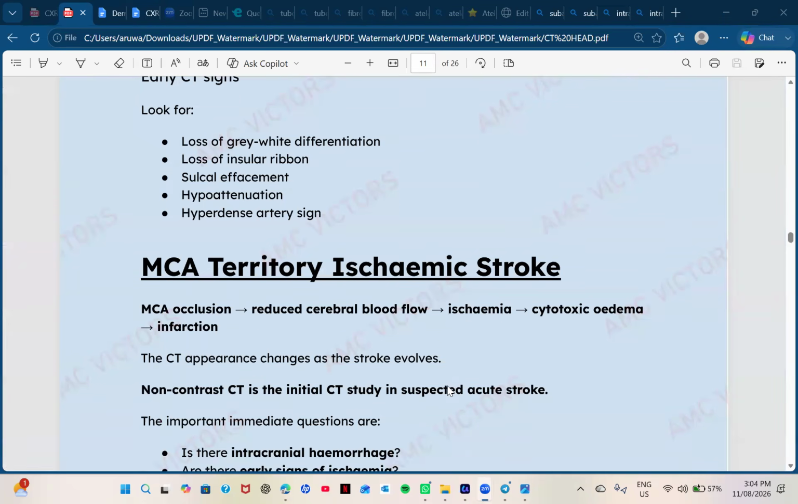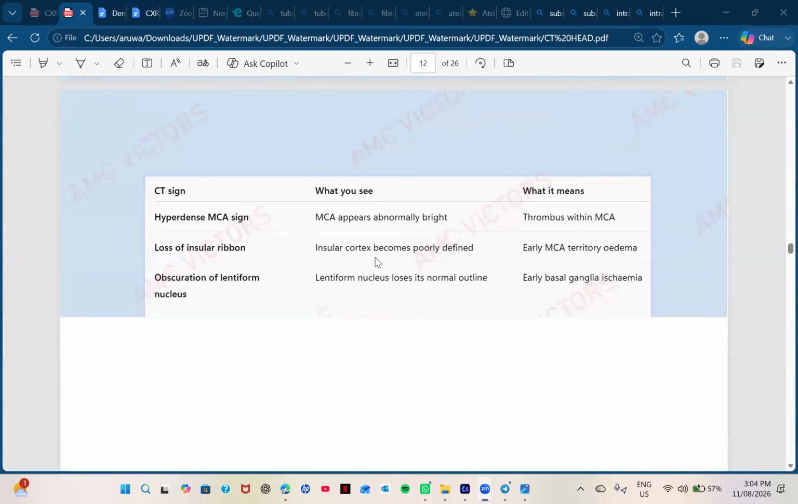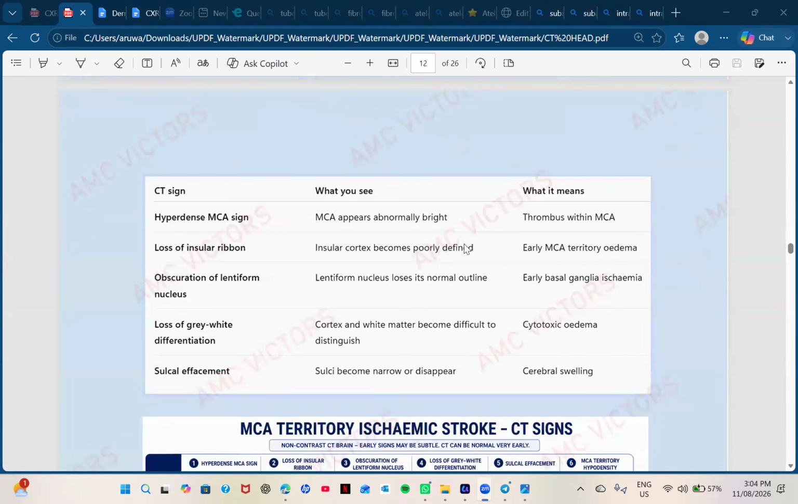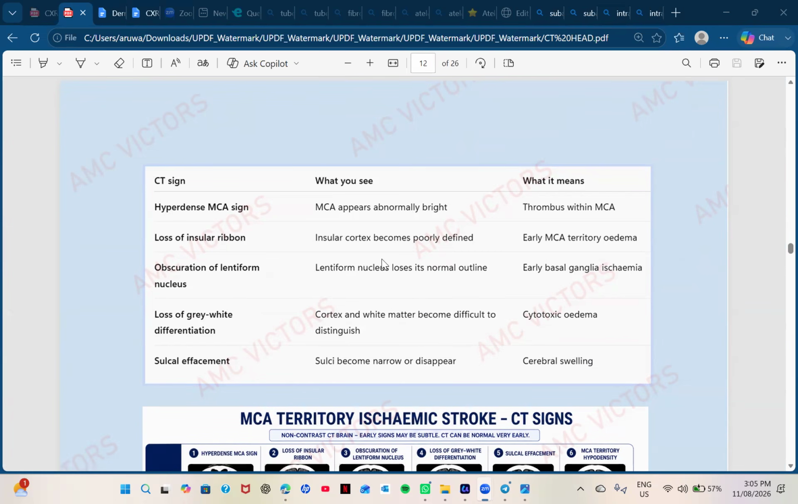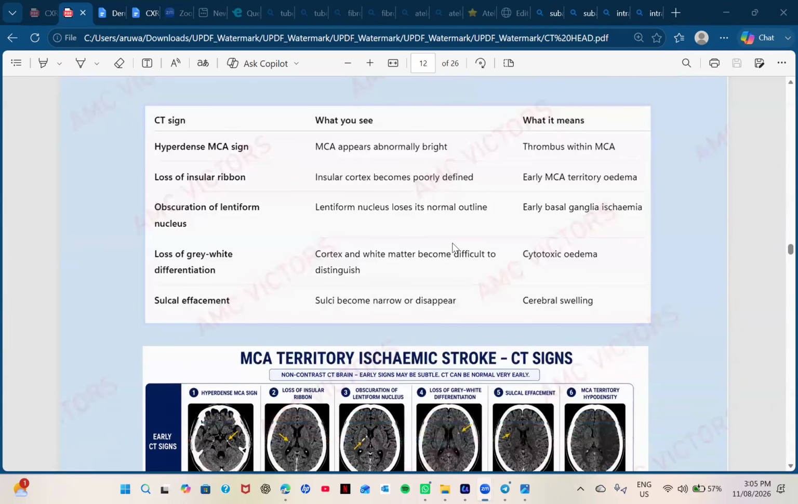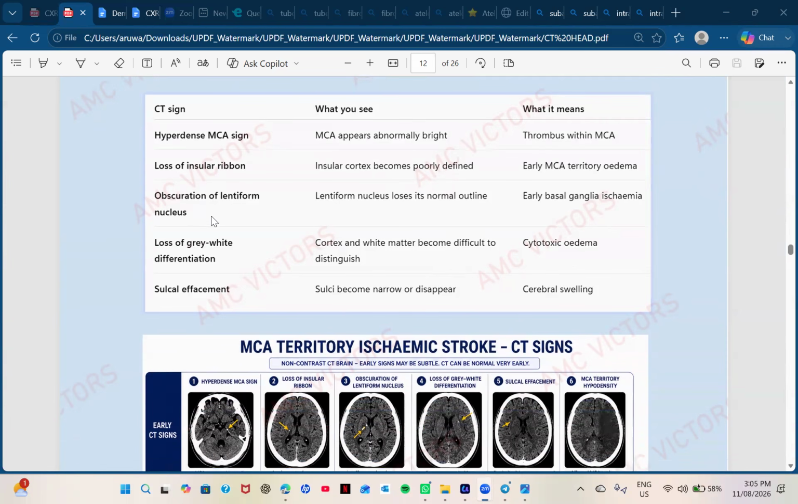The general thing is you need to understand that bright white mainly means a blood clot here. If they present with stroke and the arteries, those things, then think about occlusion, right? Then loss of insular ribbon. What does that mean? The insular cortex becomes poorly defined, right? You need to know the anatomy here.